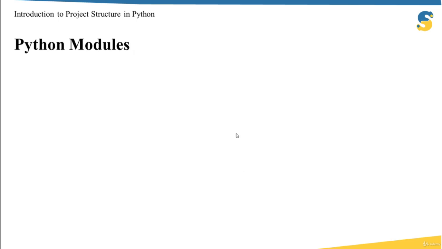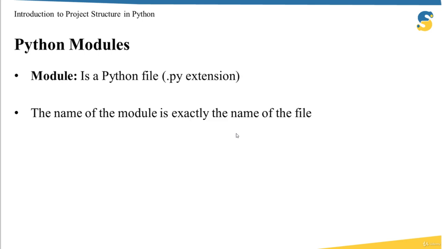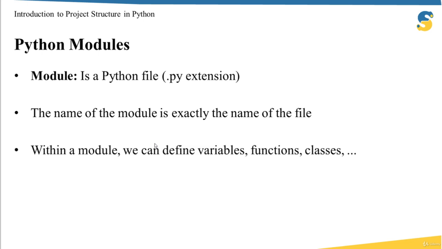So after we see this, let's give a formal definition for Python modules. A module simply is a Python file with the .py extension, and the name of the module is exactly the name of the file. So in my previous example, everything before .py is the name of the module. Usually, once we create a module, we start to define our variables, classes, functions, and so on. Examples of modules we have seen before are the math module, the random module, and so on.